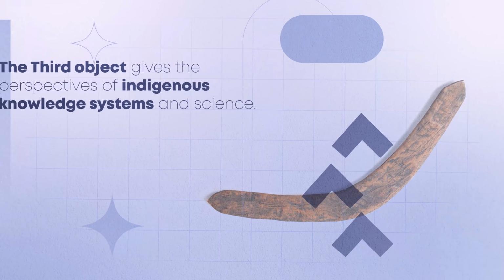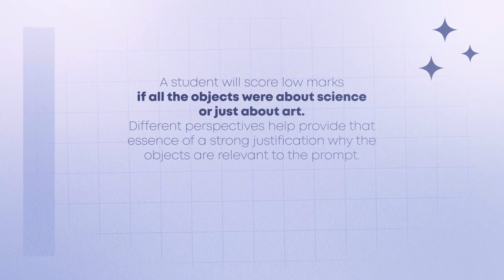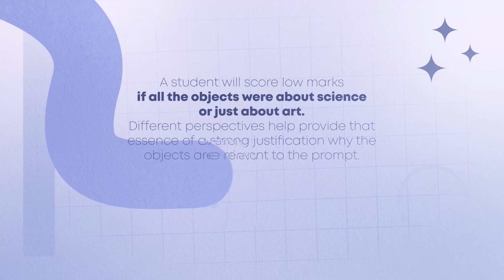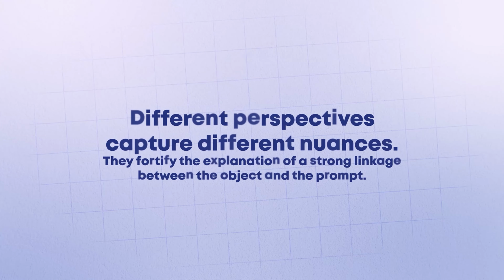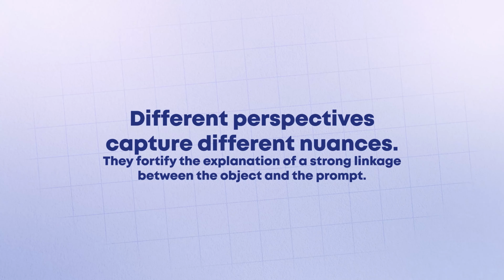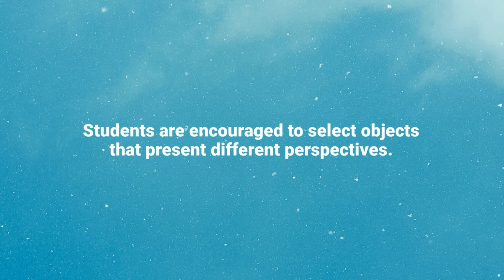A student will score low marks if all the objects were about science or just about art. Different perspectives help provide that essence of a strong justification and why the objects are relevant to the prompt. Since different perspectives capture different nuances, they fortify the explanation of a strong linkage between the object and the prompt.